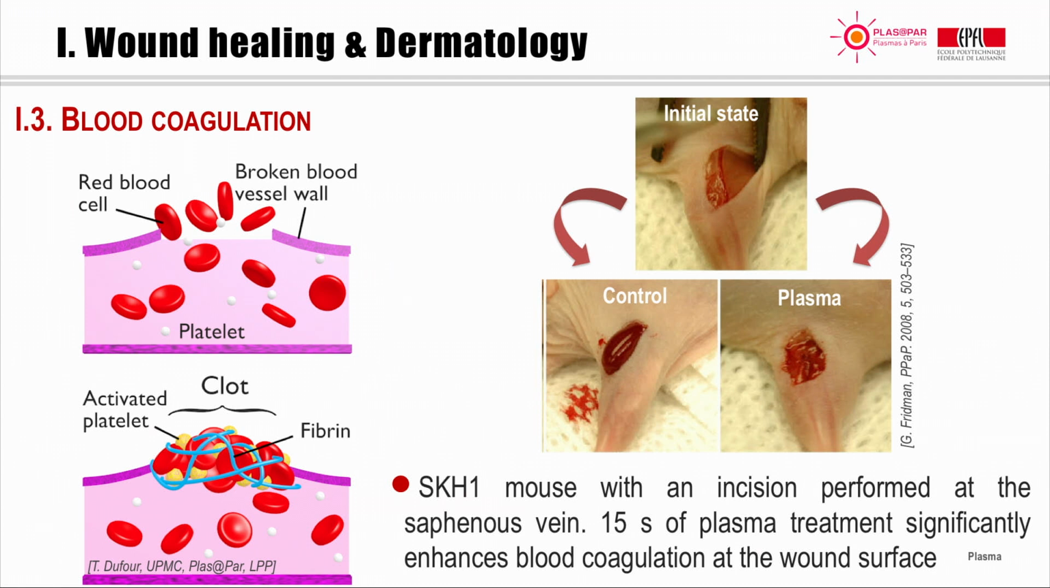In this picture, incisions have been performed on the thighs, the upper legs, of SKH1 mice at the saphenous vein, which is a superficial vein. 2 cases were considered: control and 15 seconds of plasma treatment. As shown in these 2 pictures, the plasma can significantly improve blood coagulation at the wound surface. So now we may wonder, what are the mechanisms hidden behind coagulation enhanced by plasma?